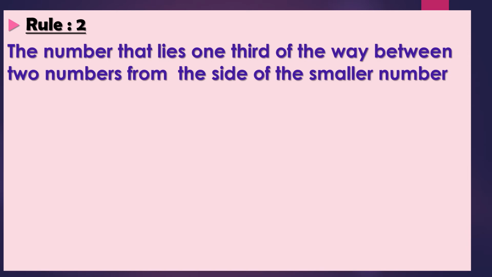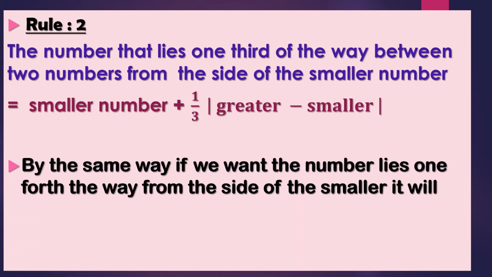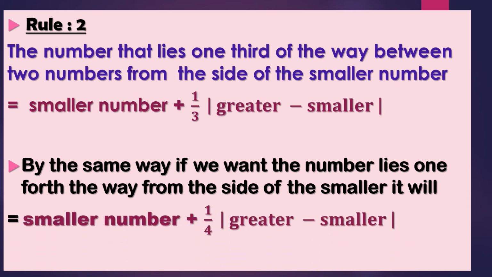The number that lies a third of the way between two numbers from the side of the smaller number also has the same rule, as follows: the smaller number plus a third of the absolute value of the subtraction of greater and smaller. In the same way, if we want the number that lies a fourth of the way from the side of the smaller, it will be the smaller number plus a quarter of the absolute value of greater minus smaller.